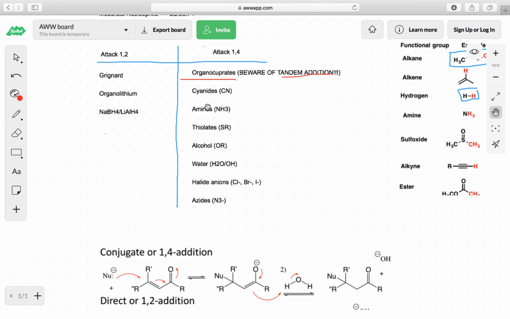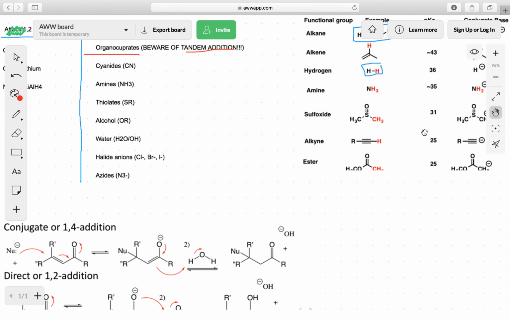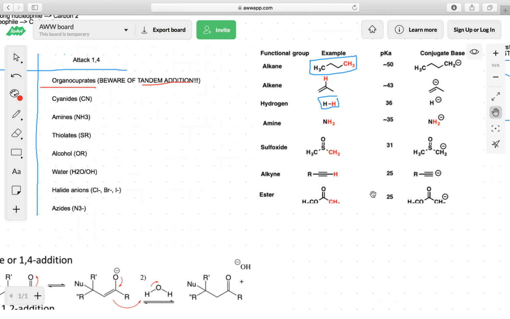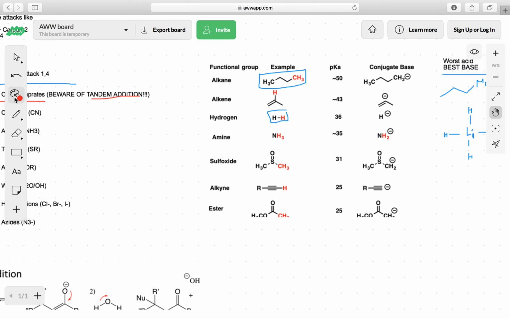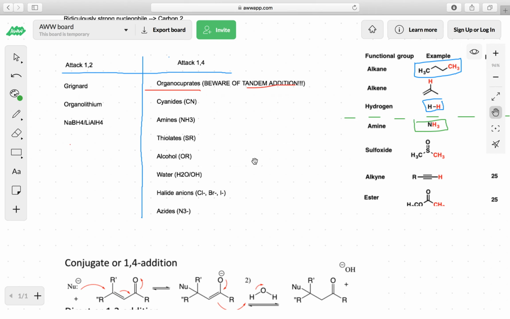And then the other nucleophiles that can attack 1,4 are cyanides, amines, thiolates, alcohols, waters, halides, and azides. And those are much lower on this pKa table that I haven't fully drawn out because it's just not as important. But if we look here, where you can make the distinction between 1,2 and 1,4 is along this line right here. Because above it we have our hydrogen and we have our alkane, and we know those are attacking 1,2. But we know our amine attacks 1,4, so that's sort of your separating line.